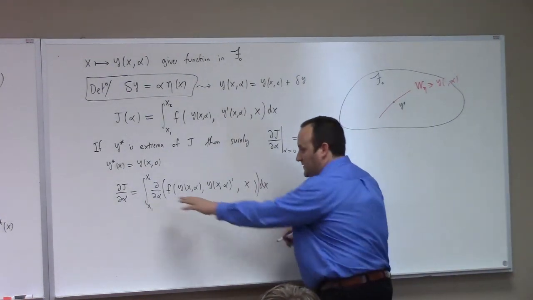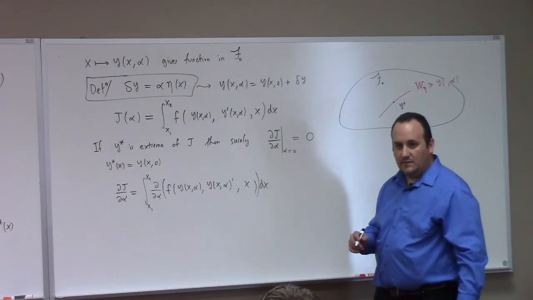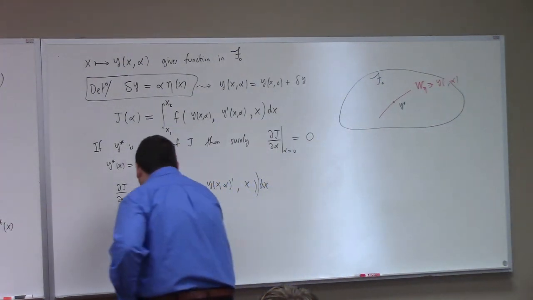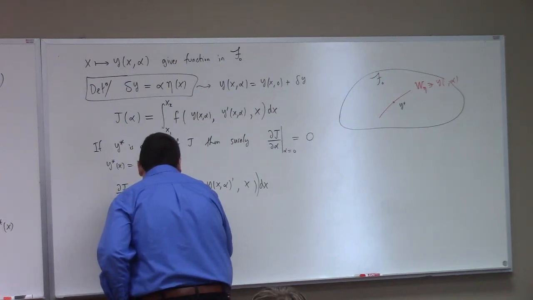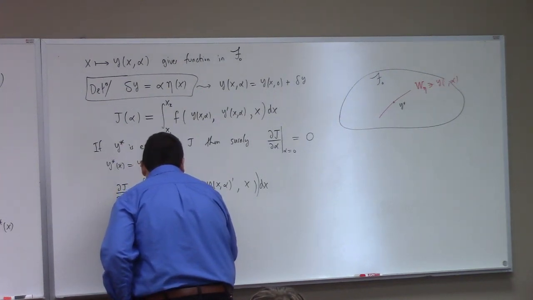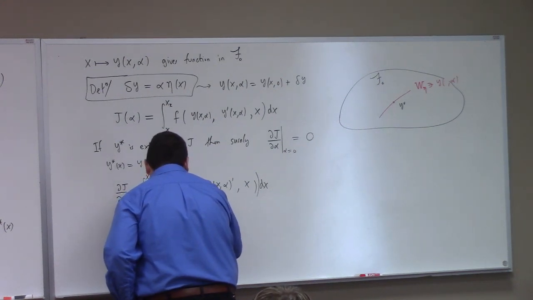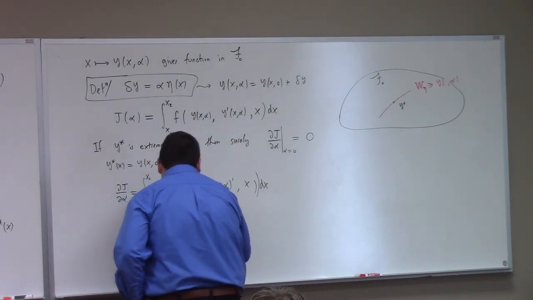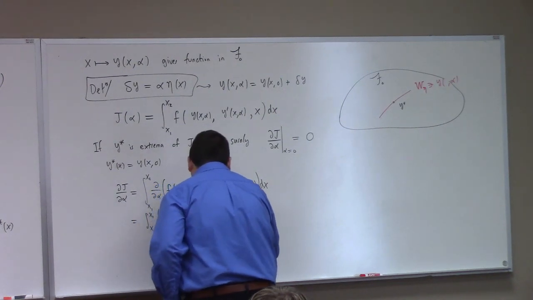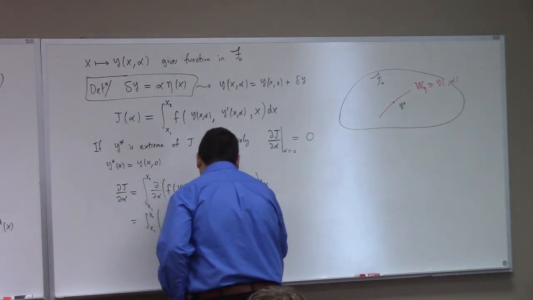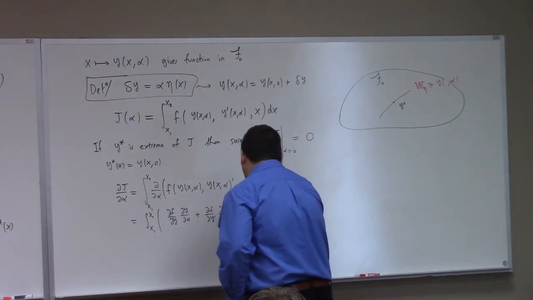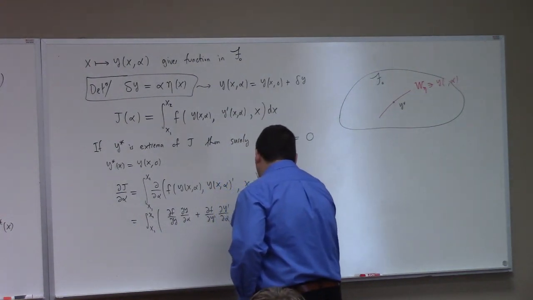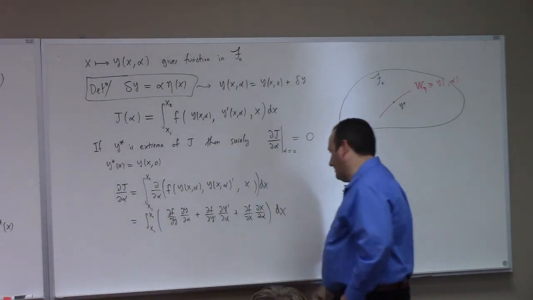So then we differentiate this with respect to alpha, and that's the chain rule. So we've got partial f, partial y, partial y, partial alpha, plus partial f, partial y prime, partial y prime, partial alpha, plus partial f, partial x, partial x, partial alpha, dx.